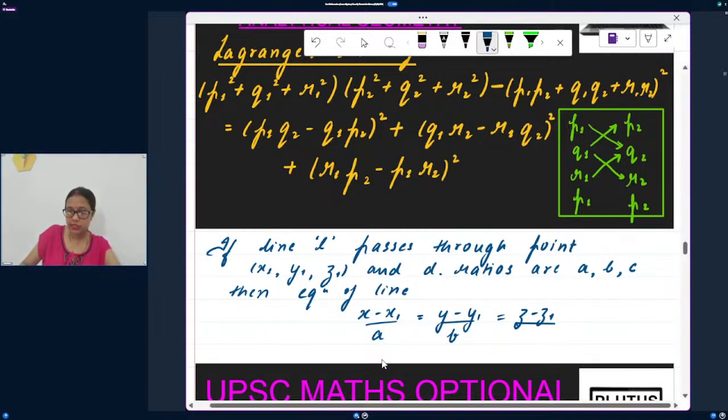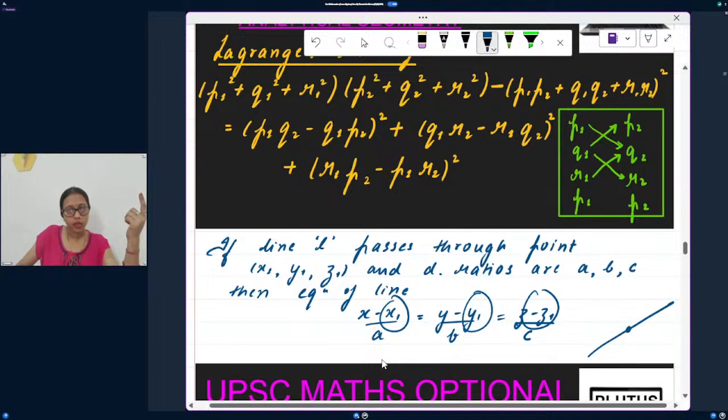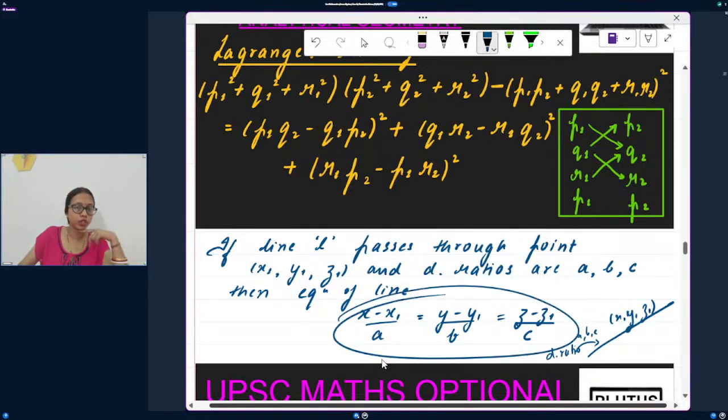I hope it rings some bells. This kind of equation you have seen. So what is this x1, y1, z1? That is a point on that line. And A, B, C are the direction cosines, or rather the direction ratio, of that line. If I have these two pieces of information, I can write the equation of the line.